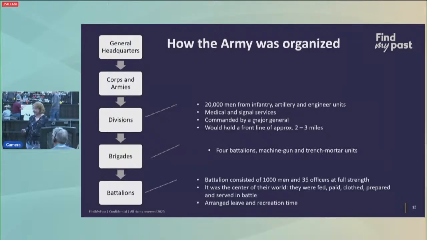It was the center of the world. This is where they are fed, where they're paid, where they're clothed, where they were prepared for battle, where they recovered from battle, where they arranged their leave and recreation time. So for our individual ancestors, the battalion is the level where everything happened. But understanding the structure helps us understand the records.